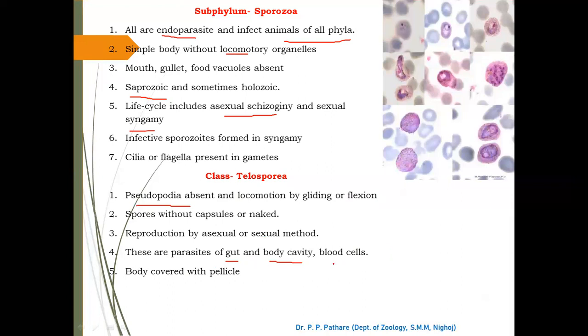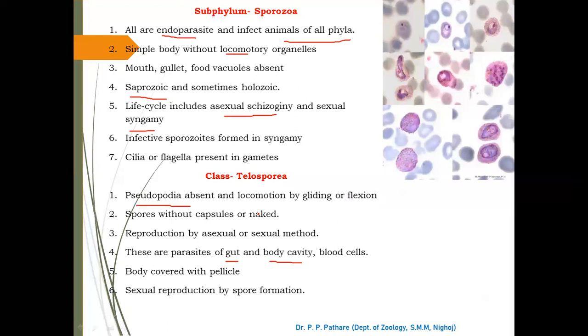Then blood cells are also chosen by these telosporan protozoan animals for living purposes. Generally they are all parasitic in nature, and they choose a particular host for completing their life cycle. The body is covered with a pellicle; a small, thick pellicle is observed in telosporan animals.